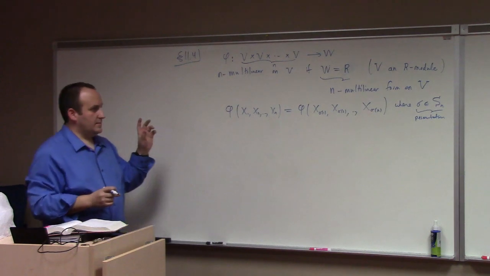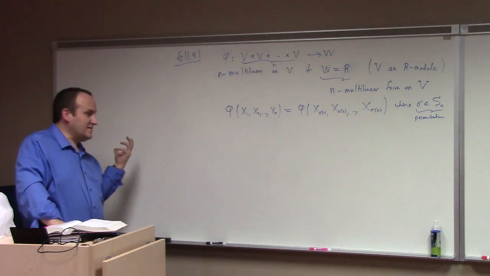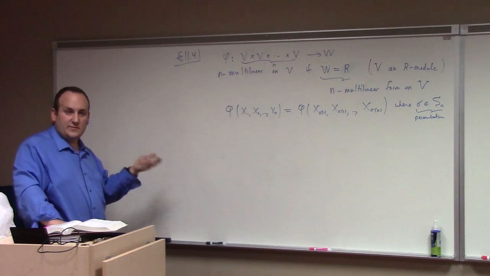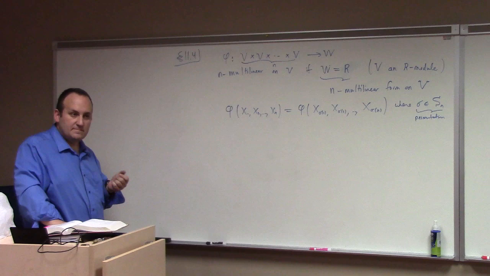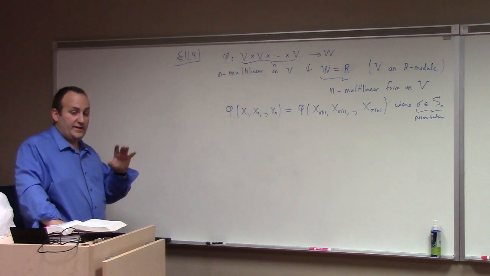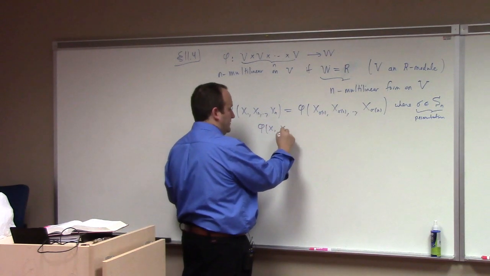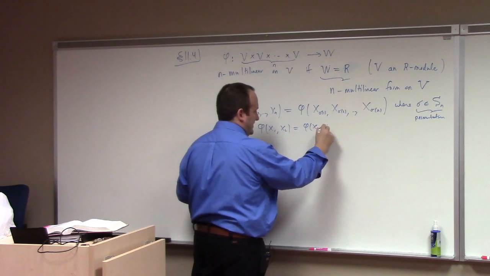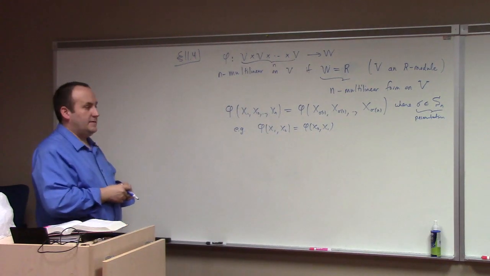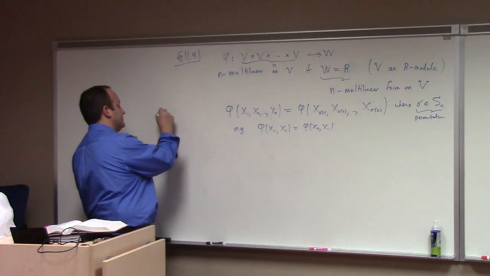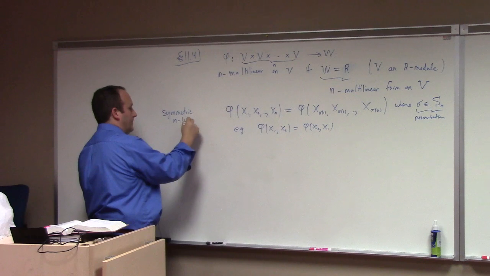So if the n multilinear form is such that it doesn't matter how you shuffle the inputs, it doesn't change the output, then it's said to be completely symmetric. If we're talking about a bilinear form, this is very simple. In the bilinear case, we're just talking about phi of x1, x2 equal to phi of x2, x1. That's it for the bilinear case. Okay? This is a completely symmetric n-linear form.